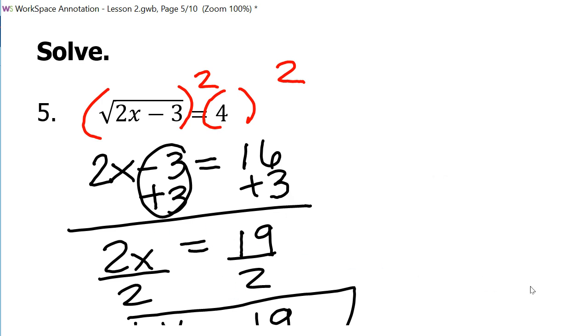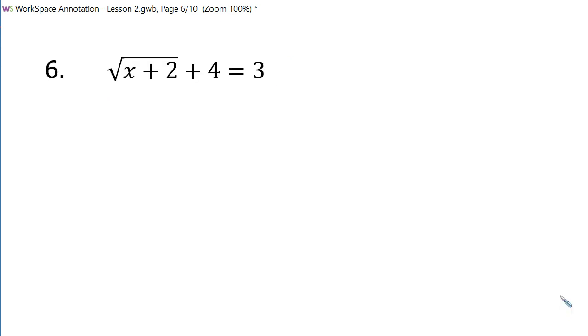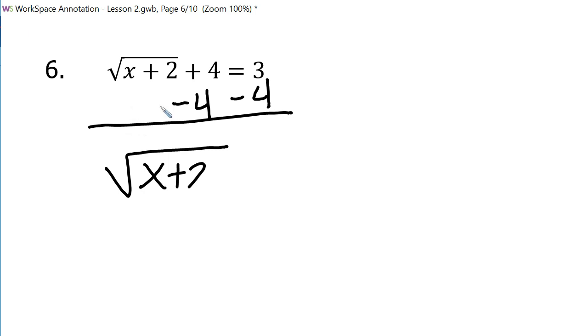Next one, number 6. Now, first I have to ask you, is the square root by itself? No. So that's the first thing you need to do, is get the square root by itself. And how would I get the square root by itself? Subtract 4 to both sides. So that gives me the square root of x plus 2 equals, what's 3 minus 4? Negative 1. 3 minus 4, negative 1.